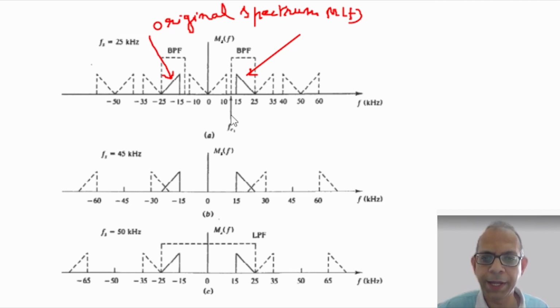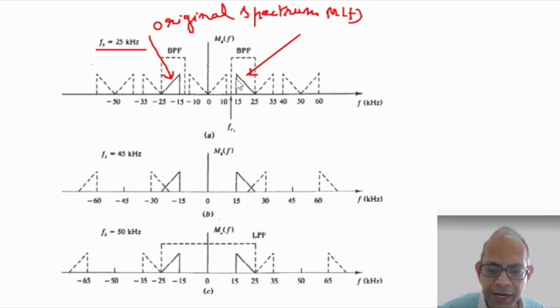And because of sampling, this spectrum gets repeated at all integer multiples of sampling frequency, which in this case we have taken to be 25 kHz. So we get this spectrum with respect to 0 here, from 15 to 25 kilohertz on the positive side and from minus 15 to minus 25 on the negative frequency axis. Now when 25 kilohertz is the sampling frequency, the same spectrum is repeated around 25 also.